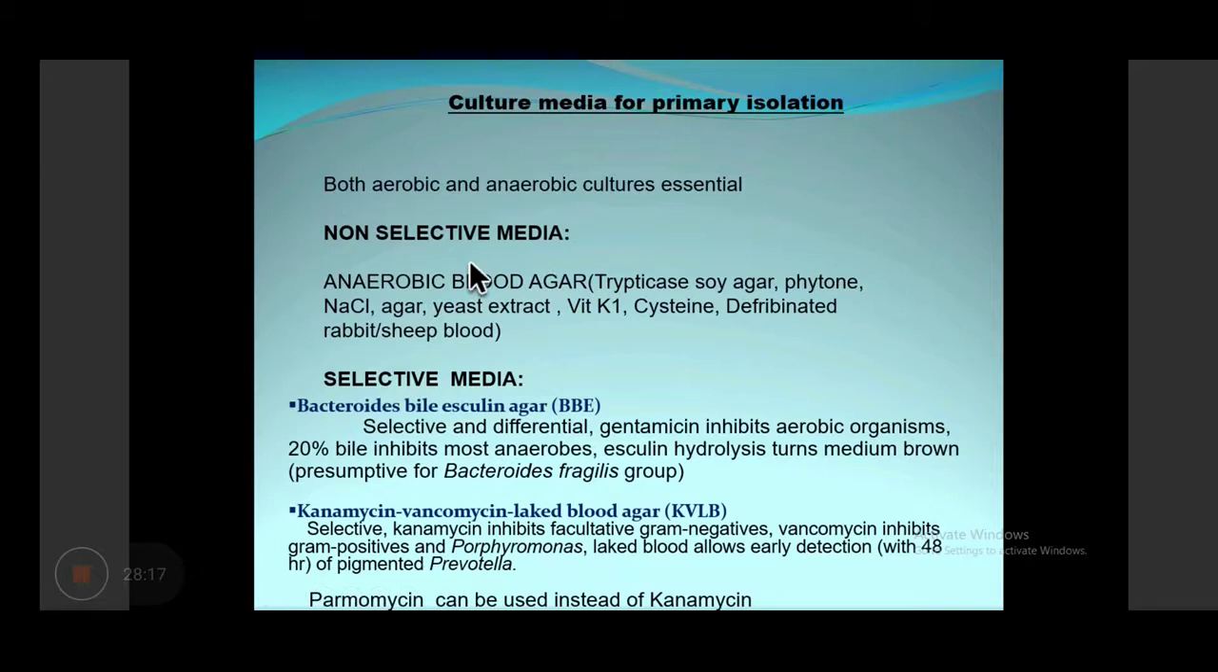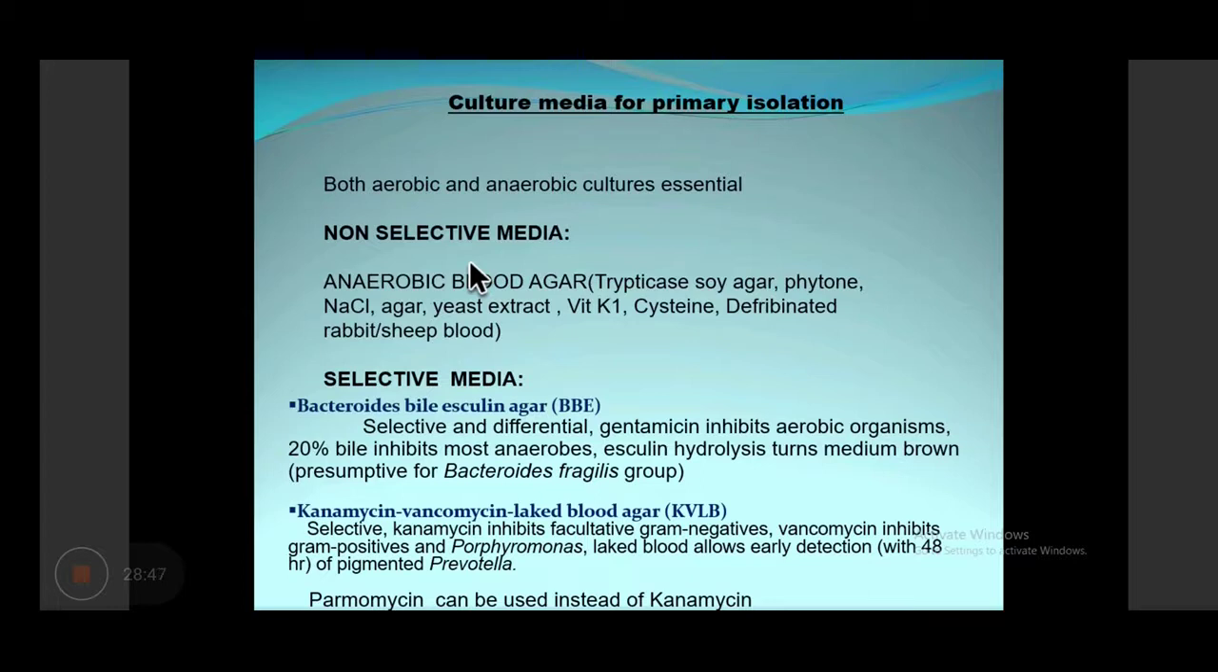What are the varieties of anaerobic blood agar, like trypticase soy agar or yeast extract? They contain trypticase soy agar, phytone, sodium chloride, yeast extract, vitamin K1, cysteine, and defibrinated sheep or rabbit blood. These are the contents of anaerobic blood agar. And the selective media are known by short names like BBE and KVLB, so we should know the names.